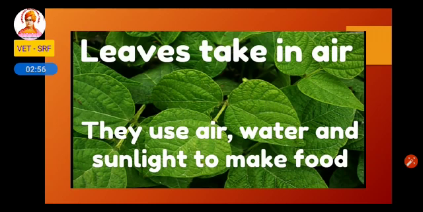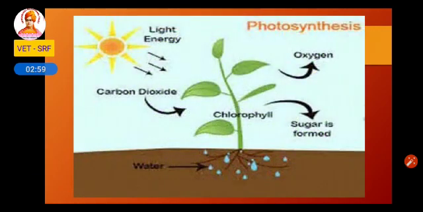So how does it take place? So let us see. The process of preparing food is called photosynthesis. Photosynthesis means the plants make use of light energy to produce their food. So it is called photosynthesis. The components required for photosynthesis are sunlight, air and water. How do they get all these things?